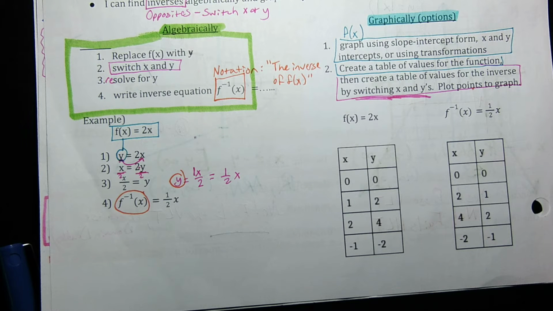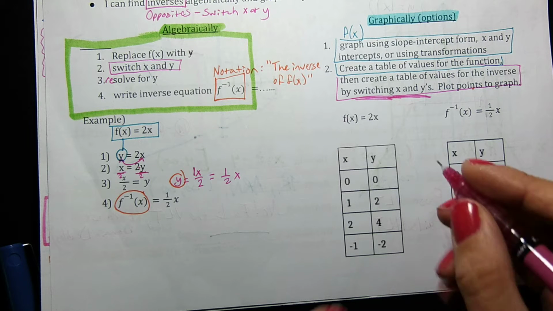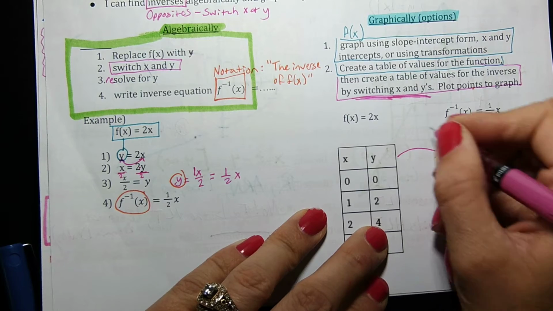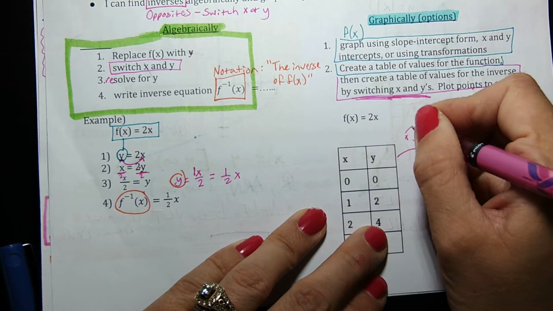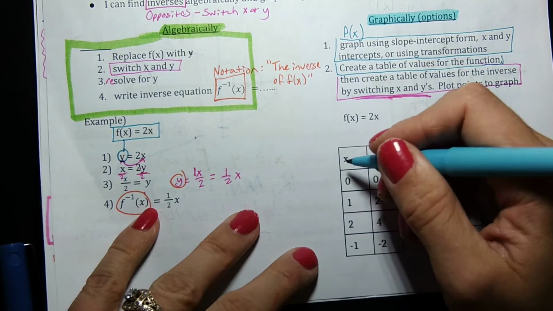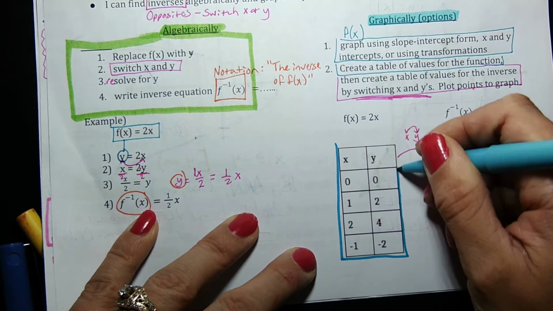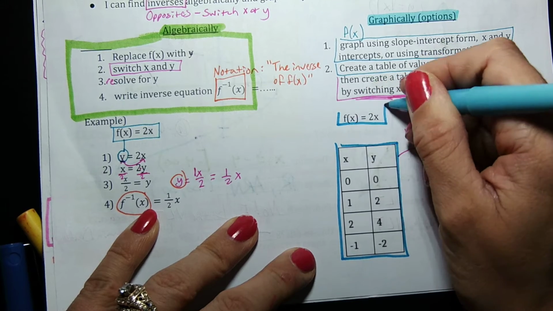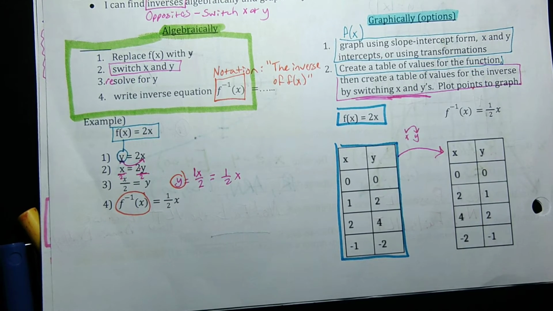So I switch the x and the y in the equation to find the inverse. And if I want to invert a table of values, we invert each of the individual coordinates. So I'm going to switch my x and y to go from this original table of the function to this inverted table.